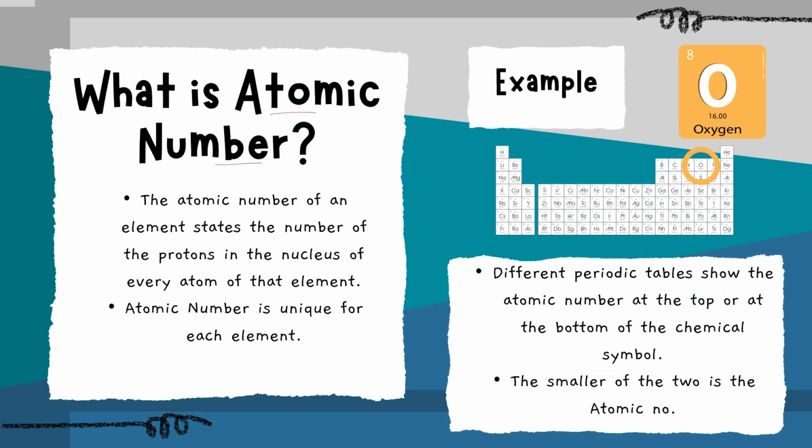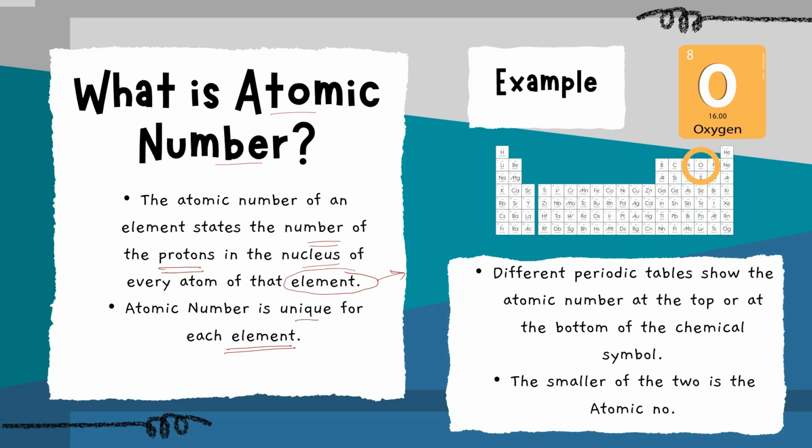What is atomic number? The atomic number of an element states the number of protons in the nucleus of every atom of that element. Atomic number is a unique number for each element. Now, just look at this word element. An element is made up of the same type of atoms, and every atom will have a nucleus in it, which will have protons in it. So, atomic number is the number of protons in every atom.